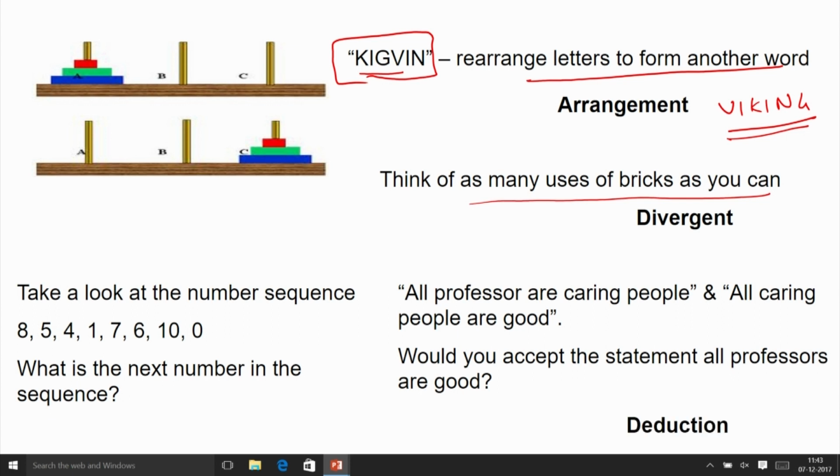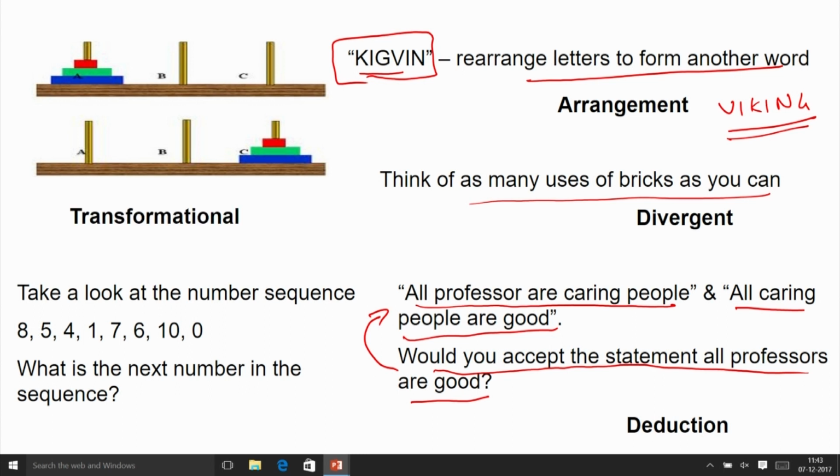This is a deduction problem. So, certain premises are there. All professors are caring people. This is a premise and this is true. The second premise: all caring people are good. This is again a premise which is true, and now you have to validate the conclusion drawn from these two premises. Would you accept the statement that all professors are good? Does it follow from these two statements? These kinds of problems are called deduction problems, right. So, certain premises are given to you and a conclusion has to be validated against the premises.